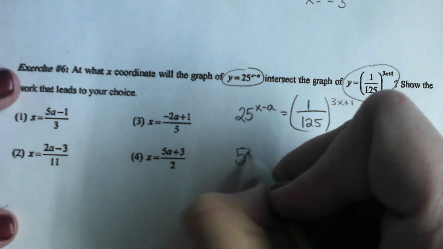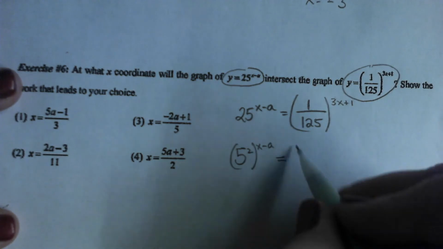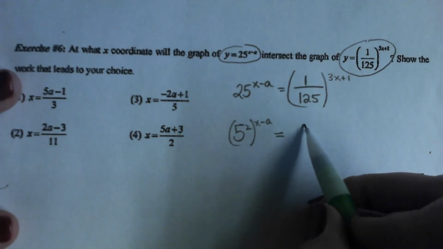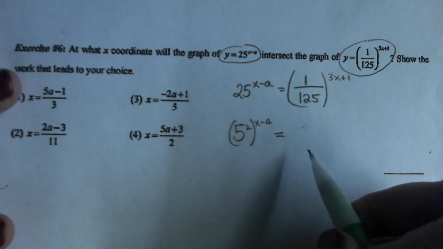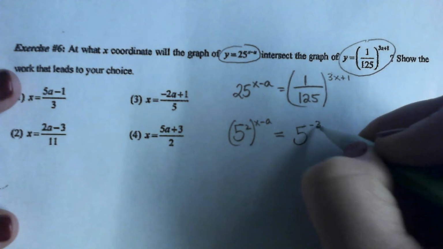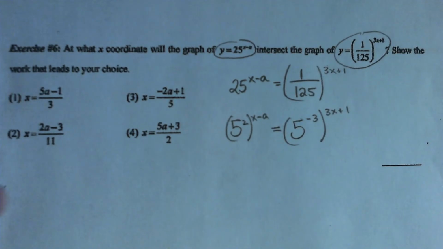Five squared, and I'm going to keep going with the 1 over 125. It's 5 to some power. 5 to the negative third, correct. Fractions create negative exponents.